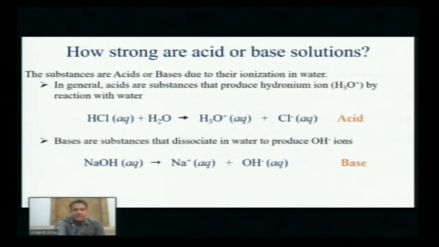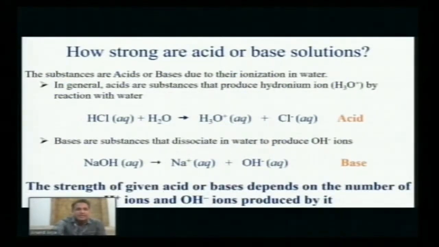Similarly, let us see what happens when a base is dissolved in water. When the base is dissolved in water, it gives rise to two ions, that is Na plus as well as OH minus, and the base gives OH minus, that is hydroxide ions, in water. The strength of a given acid or base depends upon the number of H plus ions or OH minus ions produced by it.